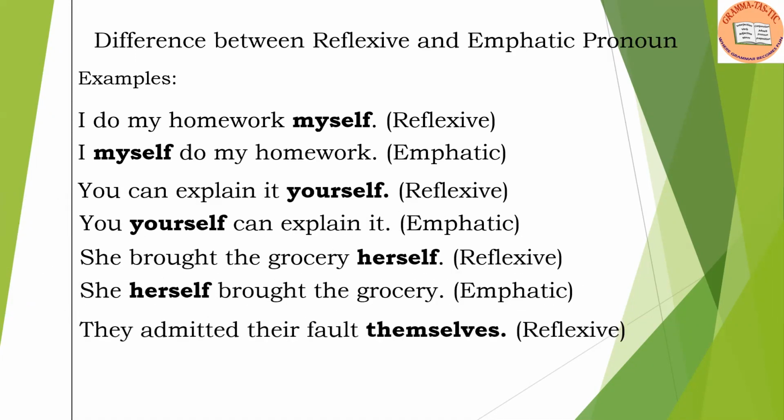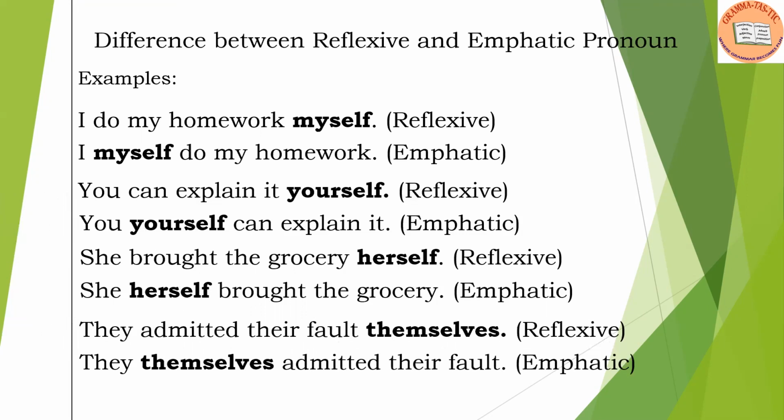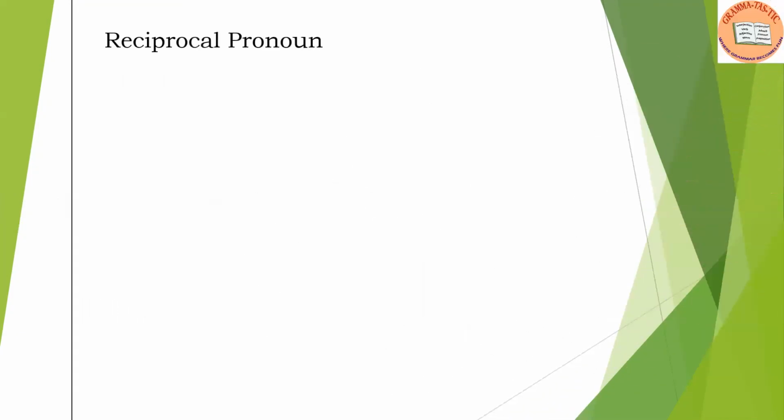They admitted their fault themselves is reflexive pronoun. They themselves admitted their fault becomes emphatic pronoun. So you can see the words remain the same, but the usage is different. So we need to focus on the usage to understand the difference between reflexive and emphatic pronoun. Now comes the reciprocal pronoun.